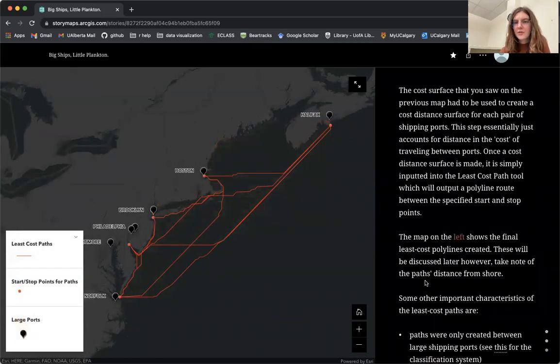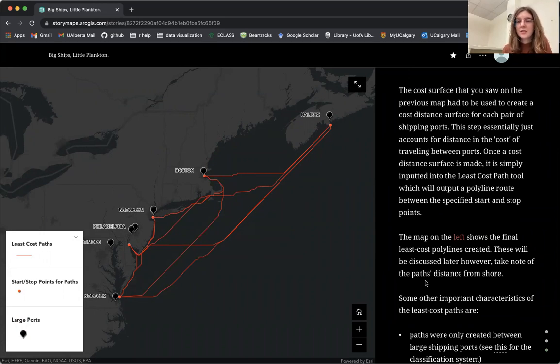So the cost surface that you saw on the previous map had to be used to create a cost distance surface for each individual pair of shipping ports. By creating a cost distance surface, I'm essentially just accounting for the distance in the cost of traveling between ports, because I don't just want the least cost path. I also want a short path. I don't want to go all the way around to avoid every single area of high zooplankton abundance.